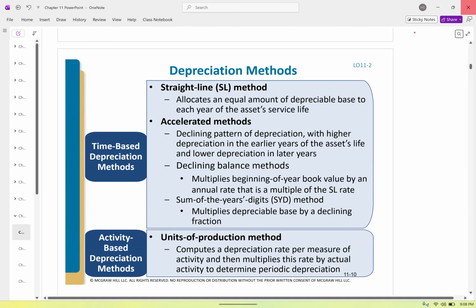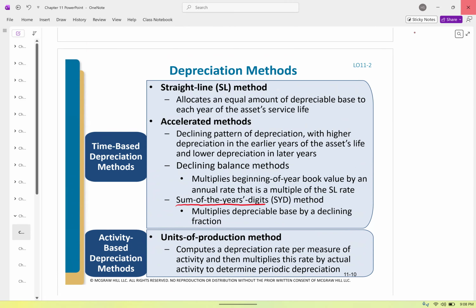One in particular is sum of the year's digits. It was tested when I took the CPA exam quite a few years ago now. I don't know why it's still tested. I don't know of any business that is actually using sum of the year's digits. It is an accelerated method. You remember we did double declining balance, but it is an accelerated method.